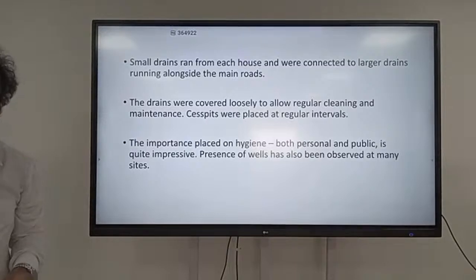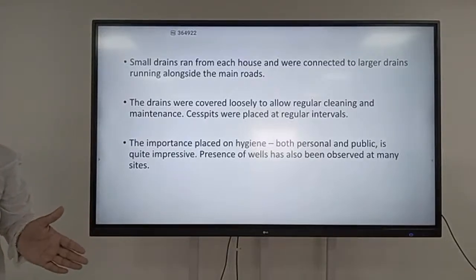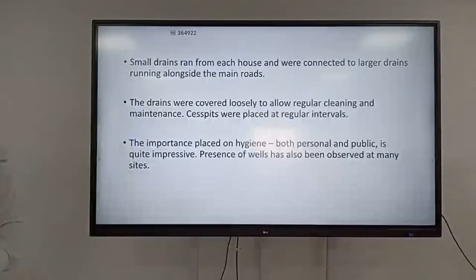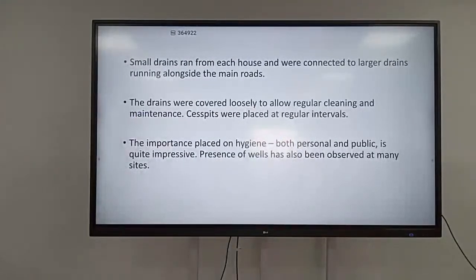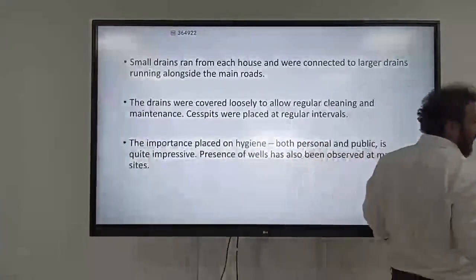You might have seen manholes, right? At regular intervals in the drainage system, they have manholes also, so that if there is a blockage, they can clean it. Cesspits were also present. During excavation, they found cesspits at regular intervals, so that waste can be stored at one particular place and disposed of later. I hope you know what a cesspit is. They were very keen about hygiene, whether personal hygiene or public hygiene. So this is about the town planning of Harappa.